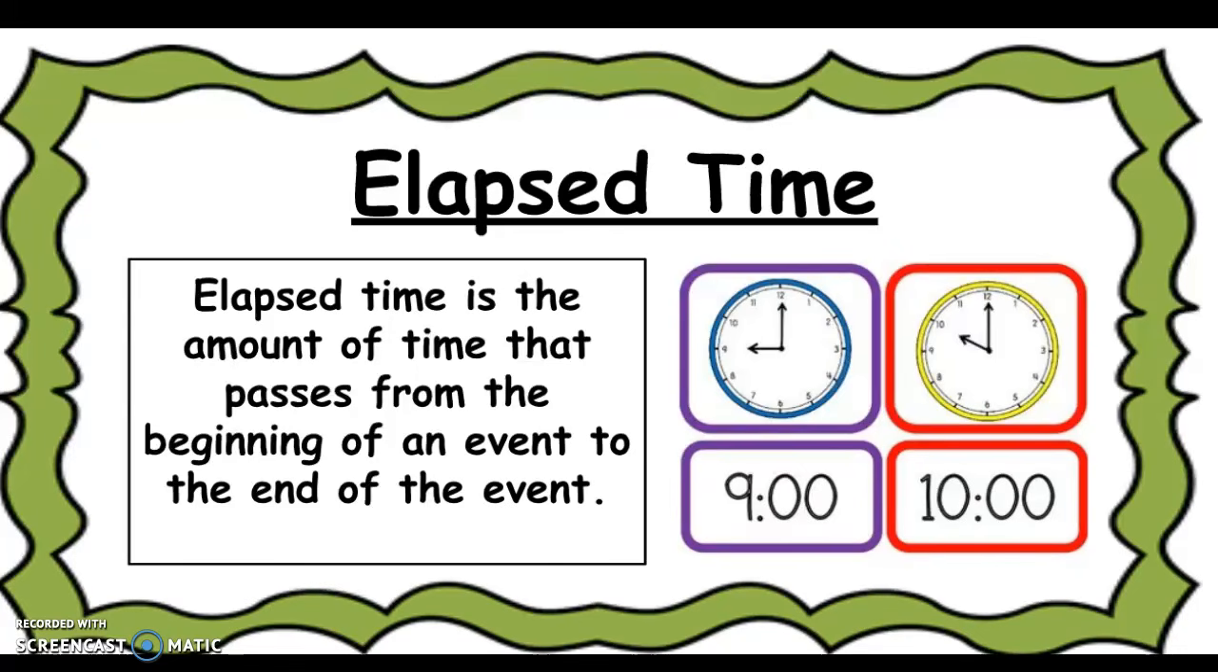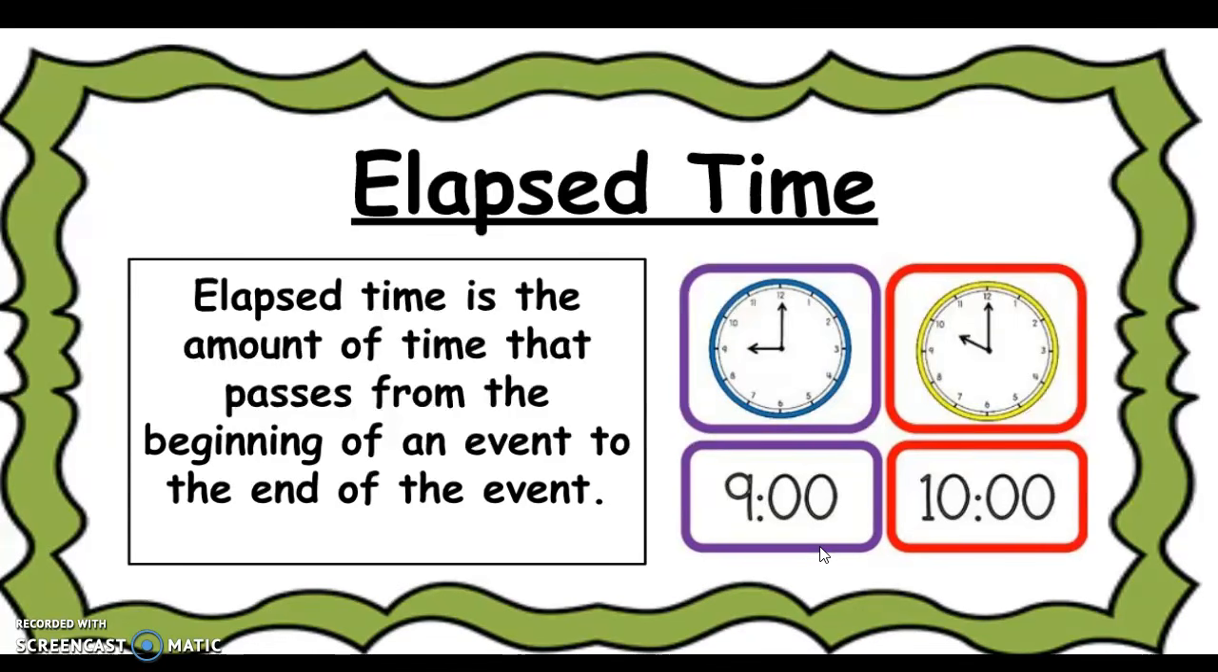Today we're going to learn about elapsed time. As you can see, elapsed time is the amount of time that passes from the beginning of an event to the end of the event. I've put a couple of clocks here on our page. Our clock in the purple box shows when our event began.